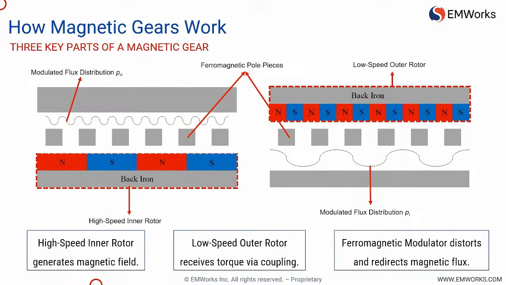The same story happens for the outer rotor, the low speed one. As we see in the right figure, this low speed rotor also creates a flux density distribution, and after being modulated by the ferromagnetic pole pieces, it has a flux density with the same harmonic as the flux density of the inner rotor. So basically, the ferromagnetic modulators distort and redirect the magnetic flux to provide the magnetic interaction and torque transmission.